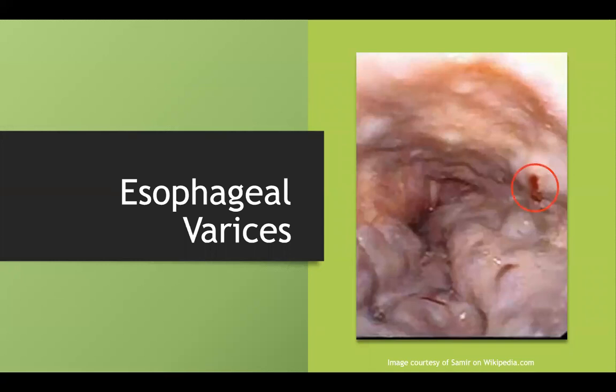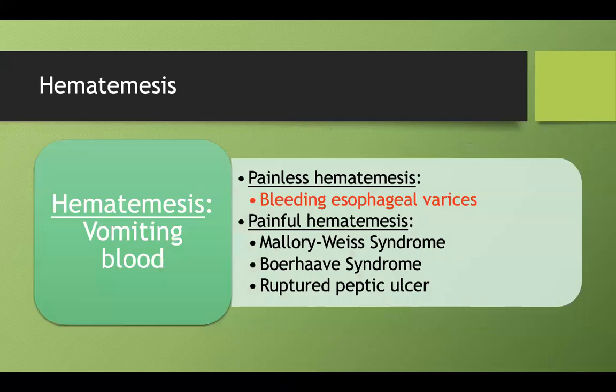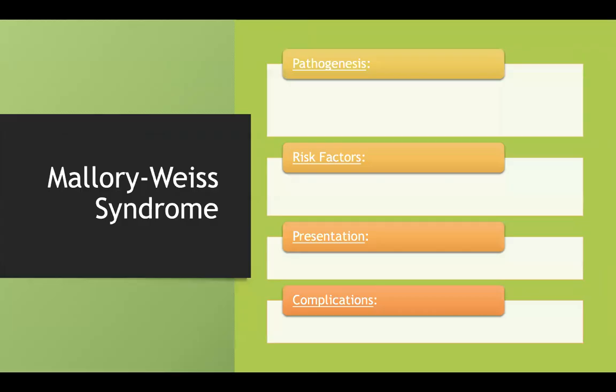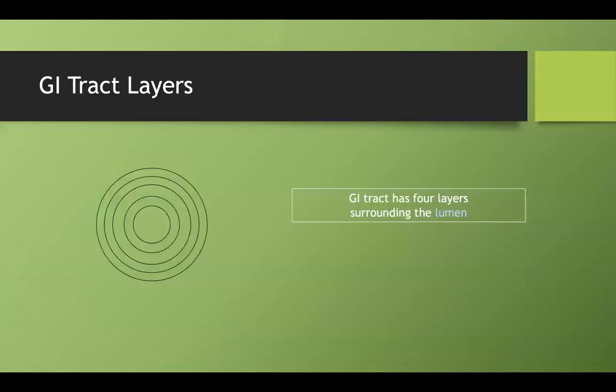And again, here's the picture we saw earlier with the bleeding varix. So for painful hematemesis, let's talk about these 3 steps real quick. So we have Mallory-Weiss syndrome, and the pathogenesis of Mallory-Weiss is that you have a mucosal tear due to retching or vomiting. And so what does that look like?